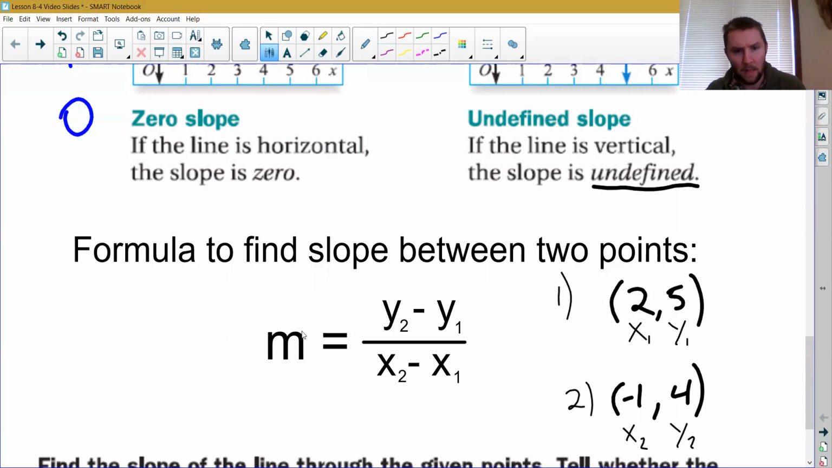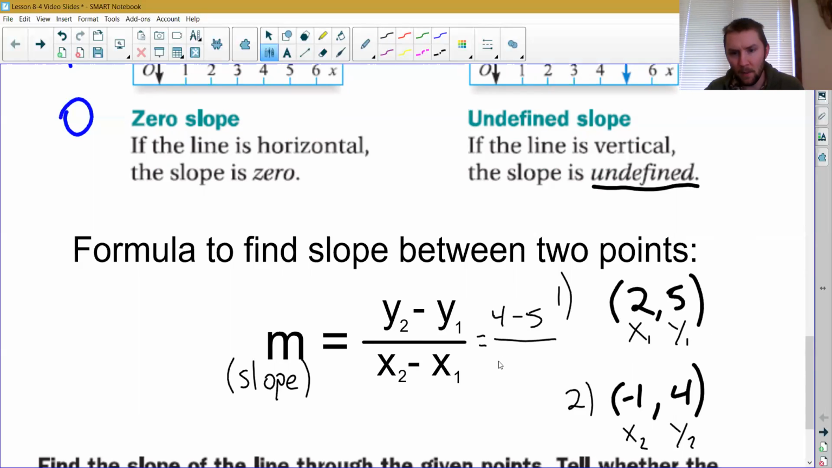Now, m, by the way, is generally the mathematical letter that we use for slope. I am not 100% sure why that is. I think it has something to do with some French word that means slope, or I don't really know. But we use m for slope. And then this formula allows us to create a fraction out of this subtraction answer and then this subtraction answer. All right. Now, if I do this for this particular example, y2 minus y1 is 4 minus 5.